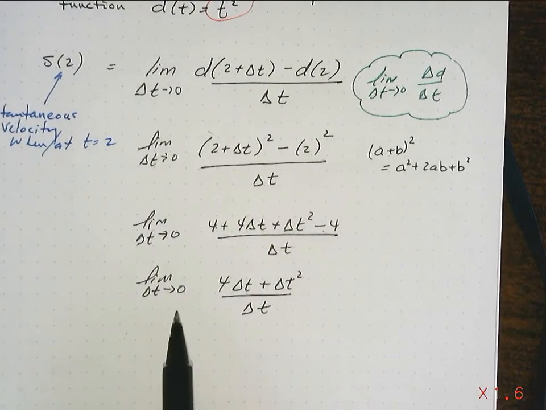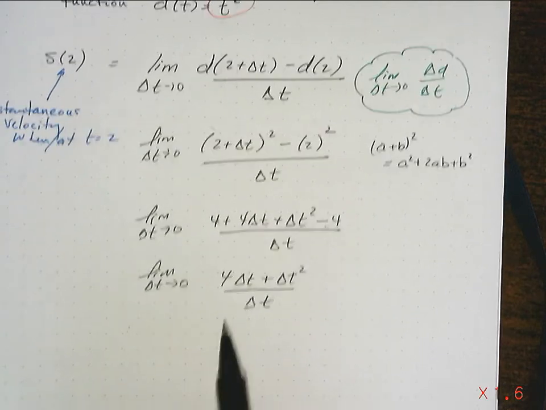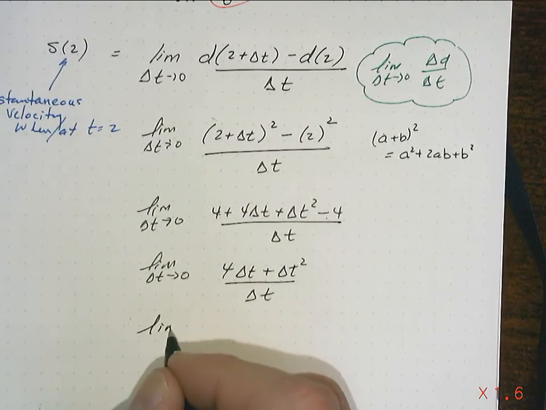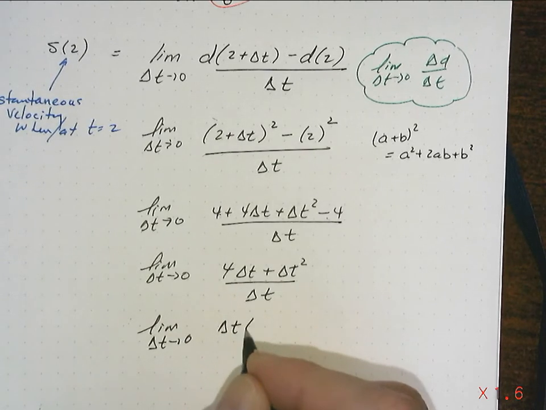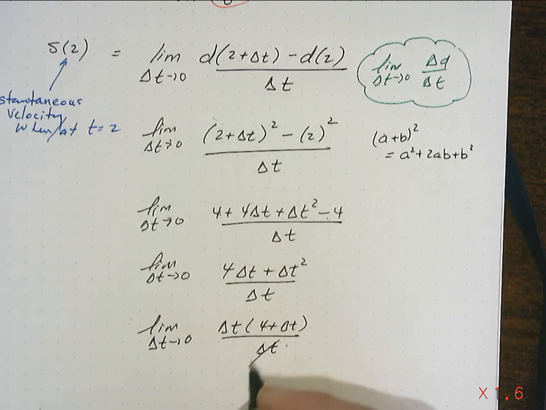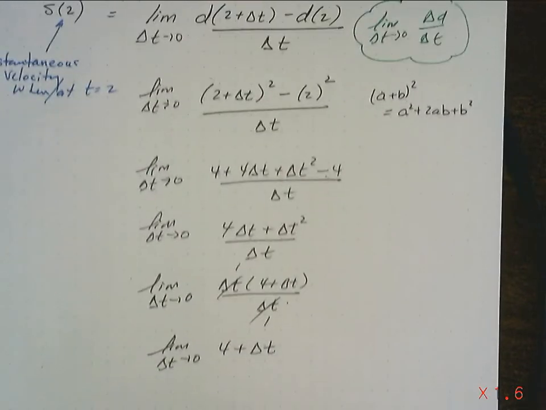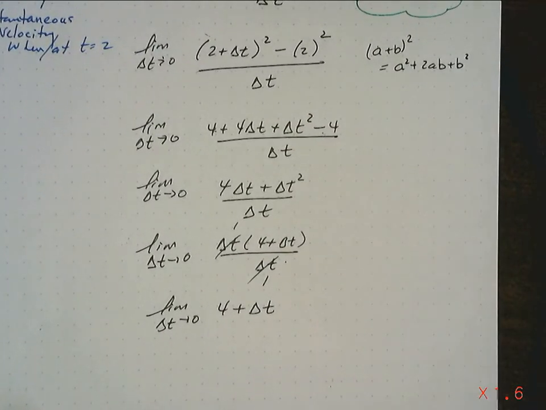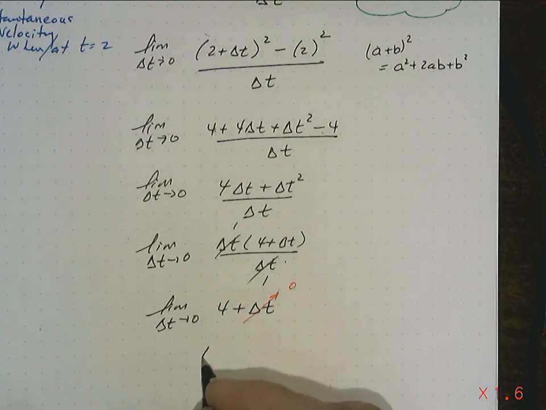Notice if I allow delta t to approach 0 now, I'm going to get 0 over 0, which is indeterminate. You know better than that. So we're going to factor out a 0 term, and the 0 term is delta t. They reduce, and it leaves you with the limit as delta t approaches 0 of 4 plus delta t. Then we go and apply the limit. We allow delta t to approach 0, and we get an answer of 4.